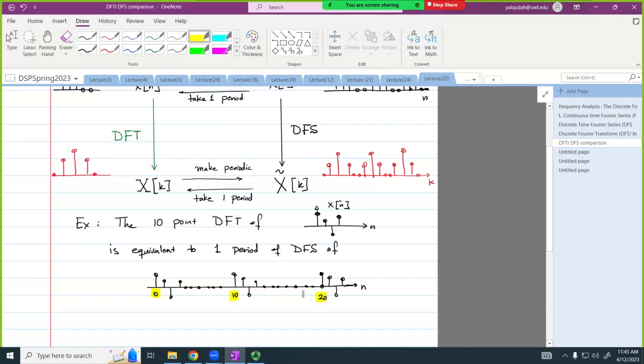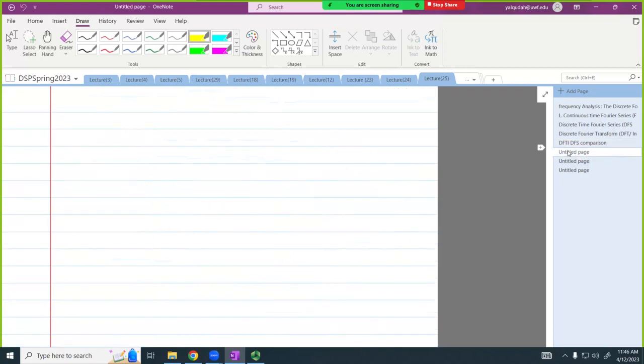Okay. Let's look next at the relationship between the discrete Fourier transform and the discrete time Fourier transform. Now, hopefully, this will be the easiest one to understand because we're familiar with the discrete time Fourier transform.